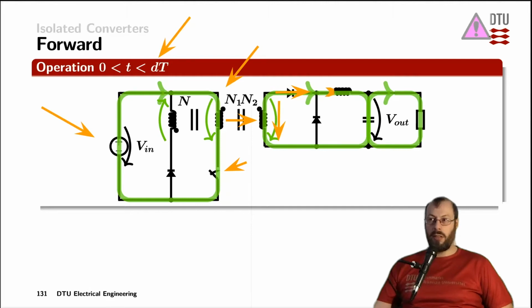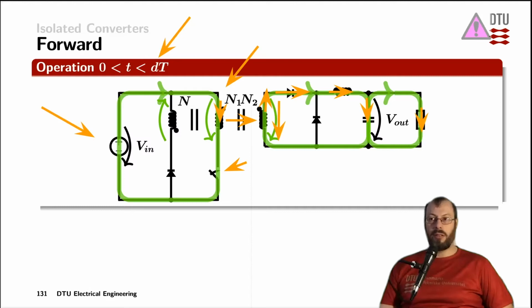The current on the secondary side, which is flowing in the primary side into the dot here, and at the secondary side at the same time out of the dot, Ampere's law, N times the current on the primary side equals N times the current on the secondary side. And finally, charges the capacitor and supplies the load.